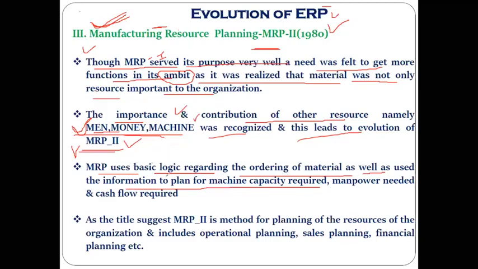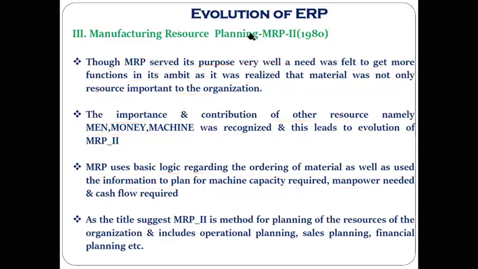And the same thing I have mentioned: MRP2 uses the basic logic regarding the order of material, that is material management. Also, the machine capacity required, the things related with the handling of the machine, are also added in the functionality of the third stage. Also, handling of the manpower. Importantly, handling of the manpower functionality is also added in MRP2, as well as handling of the money, that is the cash flow. That is the reason we can call MRP2 a complete information system as compared with the previous two. Can we call this?